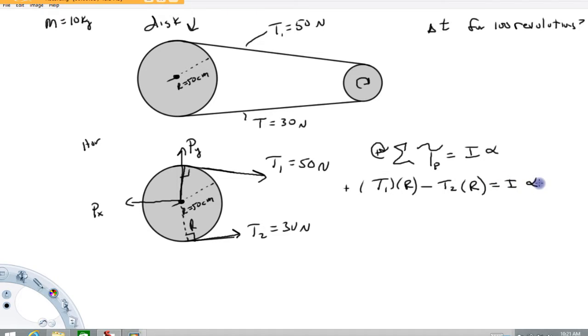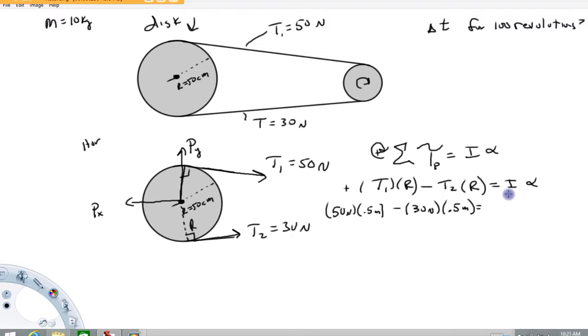All right, next line, I'm going to go ahead and just put numerical values in everywhere. So tension 1 is going to be 50 newtons, the radius 0.5 meters, minus tension 2, 30 newtons, the radius, the same 0.5 meters in this example, equals.